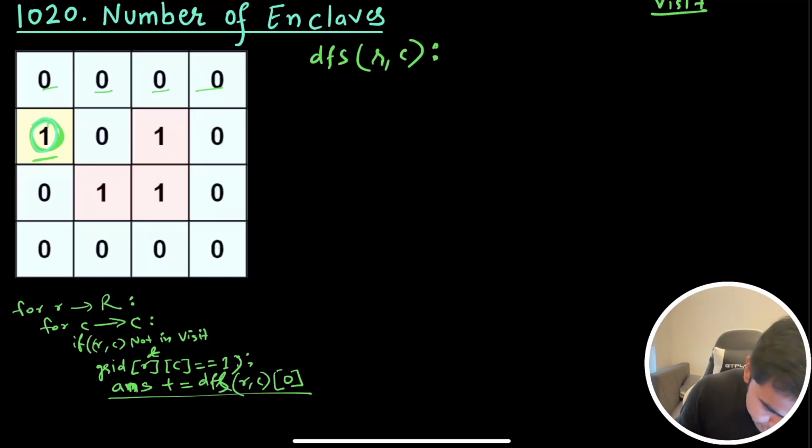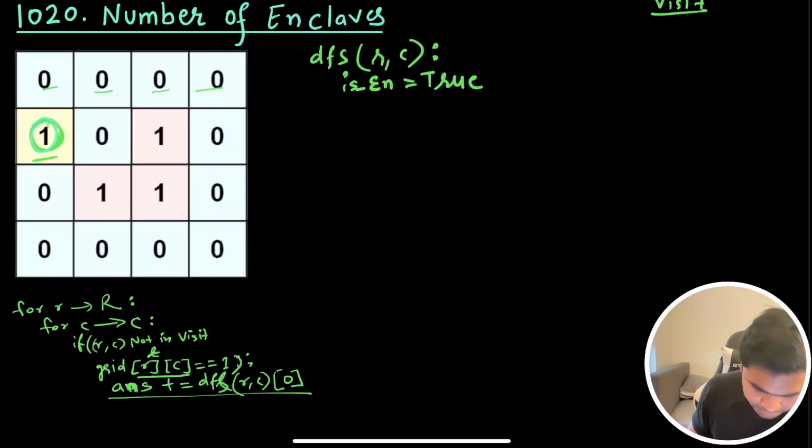So here initially I'll say is enclave, or let me just keep it short, is_en. Initially it will be true. Now because I'm calling this DFS on R and C, row and column, which was equal to 1, initially I'll just say num enclave, num_en, will be 1. And then I will add it to my visit set, by the way.